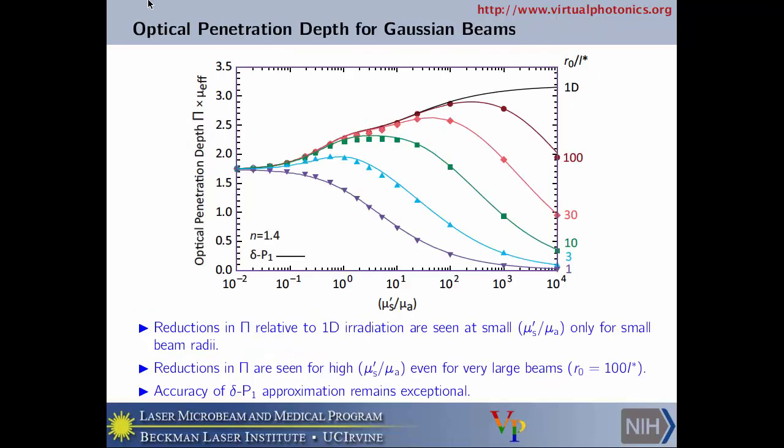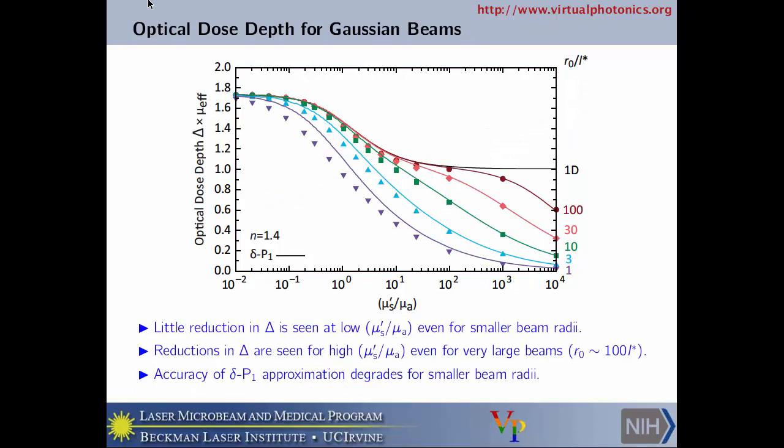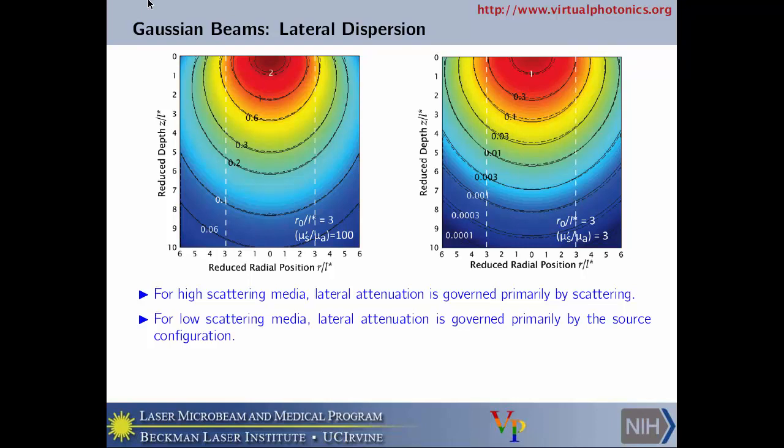Okay. And then here's the result for optical penetration depths, now for beams of finite lateral extent, which again is a very helpful chart to use, as well as dose steps. And here again, addressing Sean's question, you start to see significant deviations in the delta P1 approximation. Okay, so that's helpful.